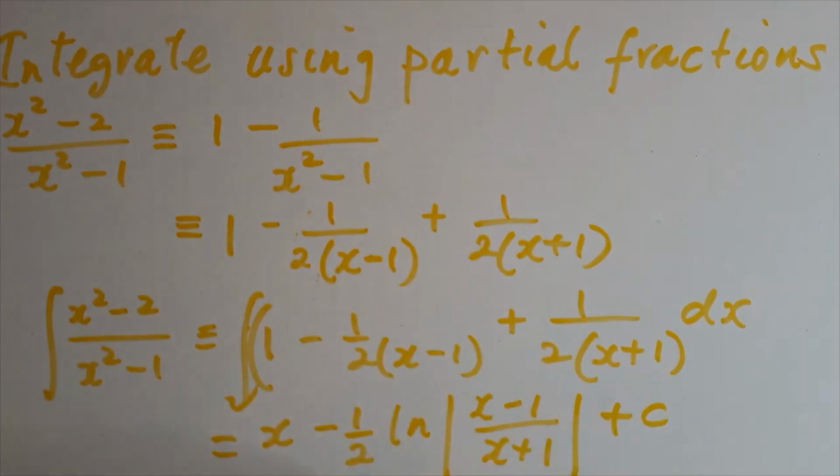So what I've done here is applied logarithms to express ln of minus 1 over x minus 1 add 1 over x add 1. And we have a factor of minus a half.